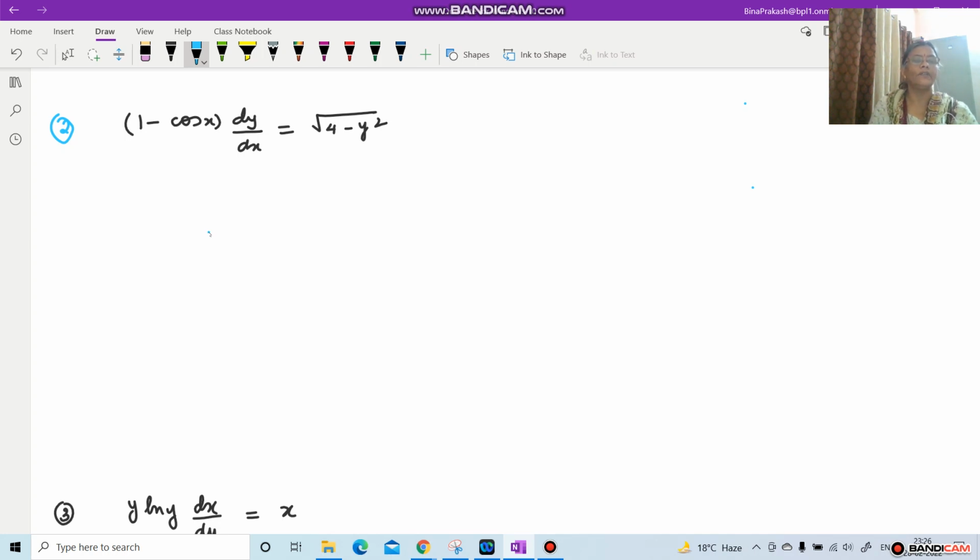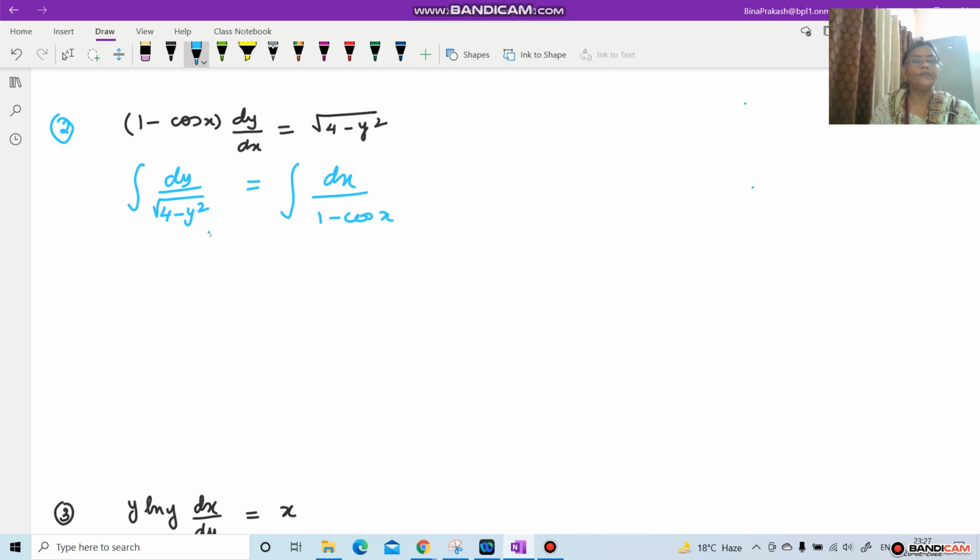The second question that we'll be discussing is (1 minus cos x) dy/dx = under root of (4 minus y square). Now, how do we separate the variables? It's very clear from this expression that it converts to the form dy times 1 on under root of (4 minus y square) on the left hand side, and on the right hand side we have dx times 1 upon (1 minus cos x).